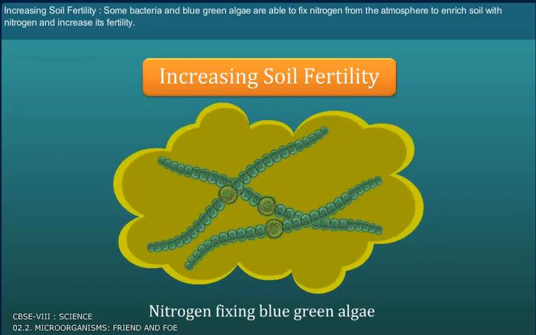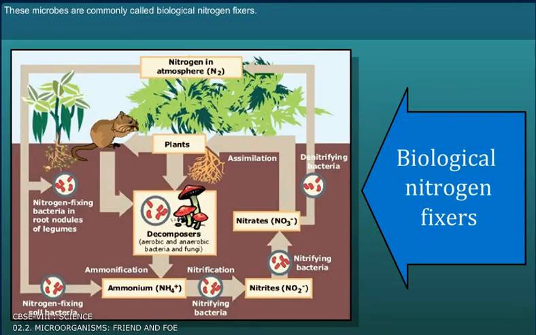Increasing soil fertility. Some bacteria and blue-green algae are able to fix nitrogen from the atmosphere to enrich soil with nitrogen and increase its fertility. These microbes are commonly called biological nitrogen fixers.